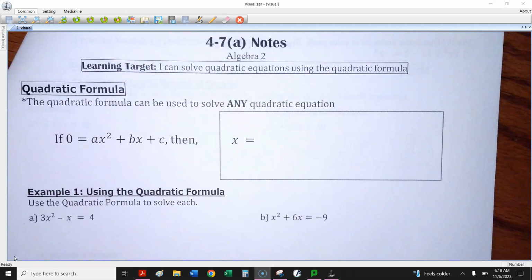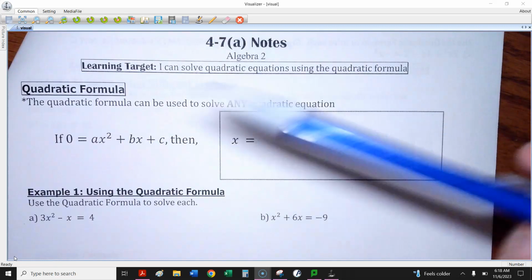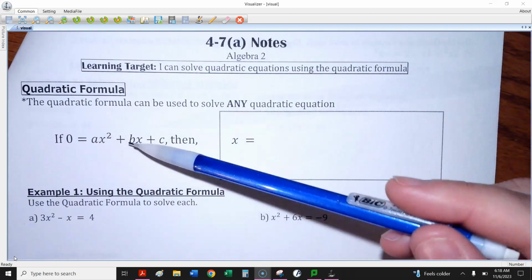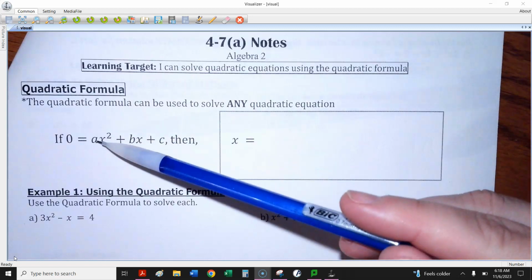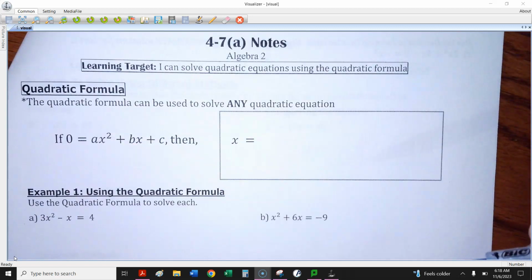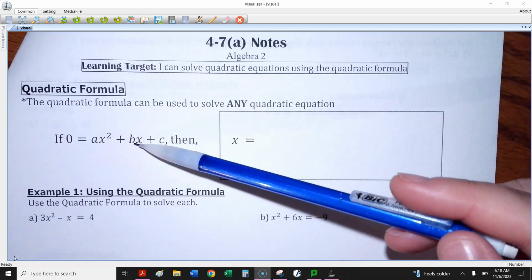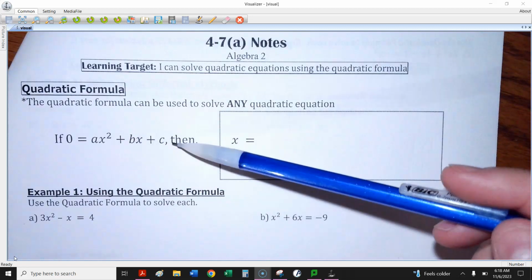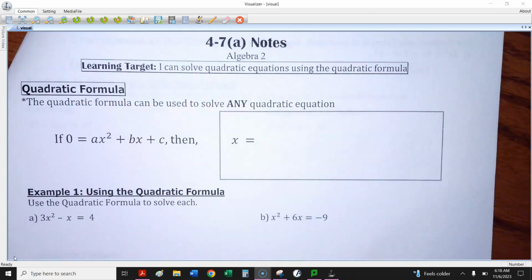You just have to set it equal to 0. Once you have it set equal to 0, you're going to identify your a, b, and c values. A is the coefficient of your quadratic term, b is the coefficient of your linear term, and c is just your constant, or your plain number, and then you can plug them into this formula. Sometimes the answers are nice, sometimes they're really complicated. It depends on the question. They can be real or they can be imaginary, and this is what it looks like.